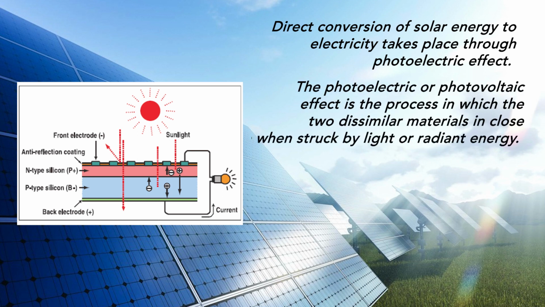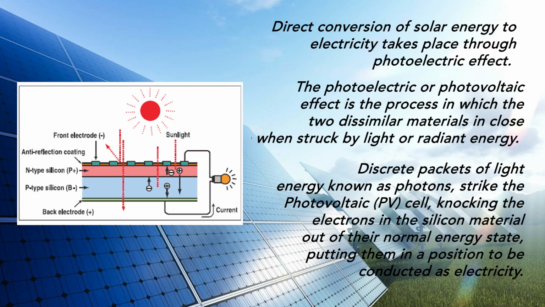The photoelectric or solar photovoltaic effect is a process in which two dissimilar materials in close contact produce an electrical voltage when struck by light or radiant energy. Discrete packets of light energy known as photons strike the photovoltaic cell, knocking the electrons in the silicon material out of their normal energy state, putting them in a position to be conducted as electricity.